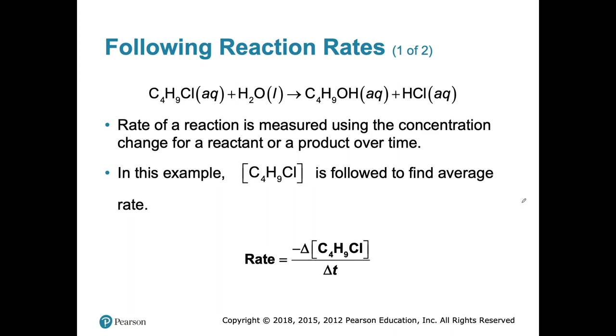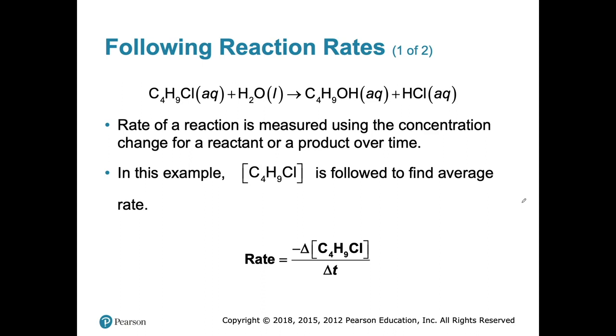And so the rate of the reaction is measured using the change in concentration of a reactant or a product over time. In this example, we're going to use one reactant, chlorobutane, or butane chloride, whatever, same thing, right? Since we're looking at the concentration of the chlorobutane, we're going to put the chlorobutane's formula inside the concentration brackets, right? And so the equation now is the rate equals negative change in chlorobutane over change in time.